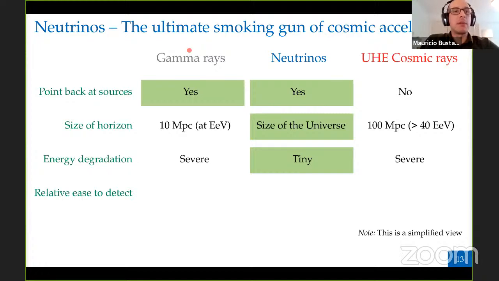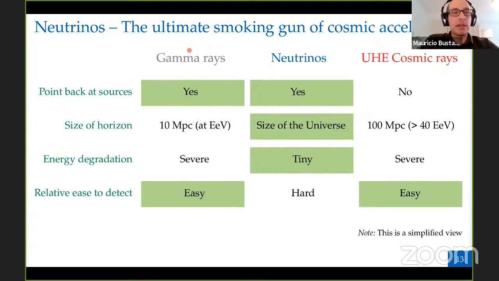The energy degradation in gamma rays is severe. As I said, they interact with the CMB, same for the cosmic rays. And for neutrinos, it's tiny. It is the result only of the adiabatic expansion of the universe, which is a factor of order one. Now, of course, gamma rays are easy to detect.